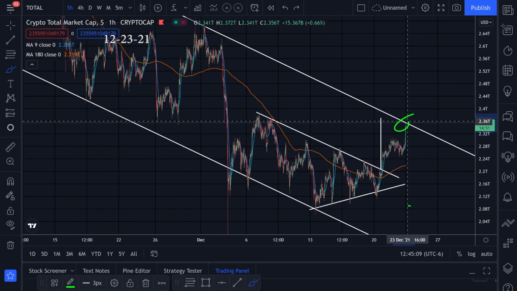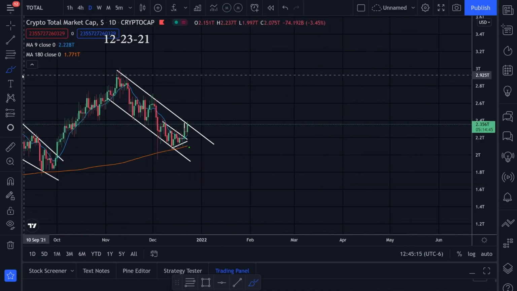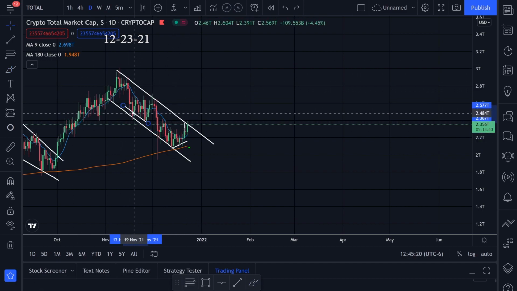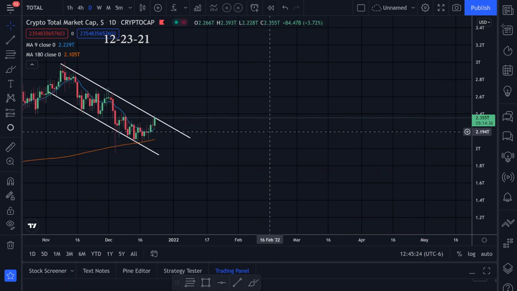Let's see what happens if we could break through it, should I say. This is the total crypto market cap. So in general, if this chart can break right here, let's delete some of this stuff that we're looking at. Let's delete this triangle pattern right here. We get a better look, a clearer perspective.